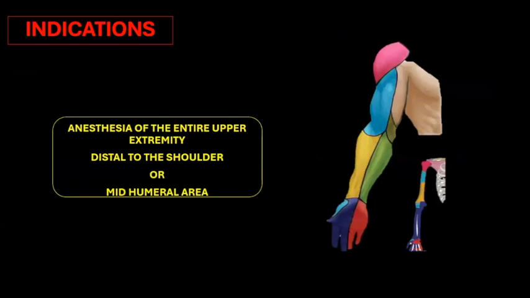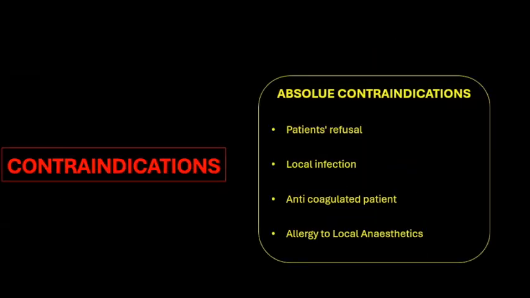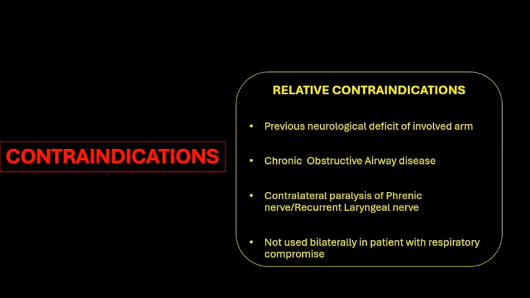Indication of the block is any analgesia or anesthesia of the upper extremity excluding the shoulder. Patient refusal, local infection, a patient on anticoagulants, and allergy to local anesthetic are the absolute contraindications. While a patient with a pre-existing neurological deficit of the arm, chronic obstructive airway disease, and contralateral paralysis of the phrenic nerve or recurrent laryngeal nerve are the relative contraindications.